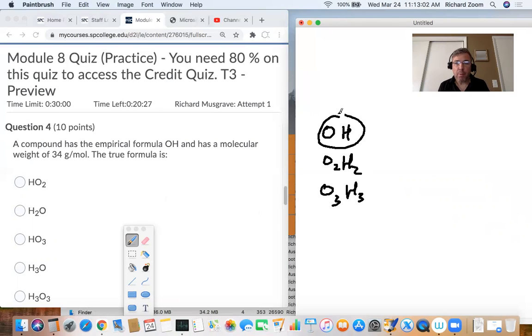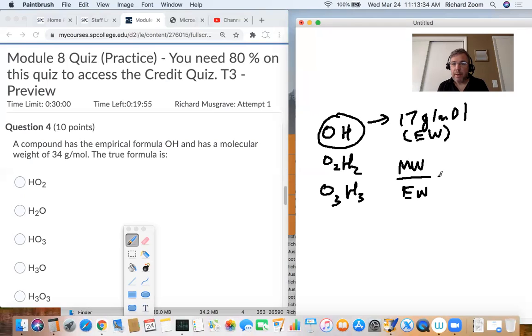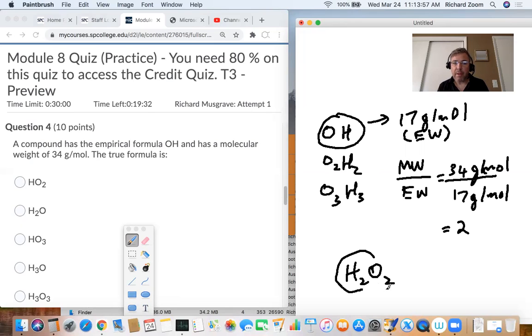But we are given here the actual molecular weight. So what we can do is figure out the weight of the empirical formula, which is going to be 17 grams per mole. How do I get that? Well, oxygen is 16, hydrogen is about 1, so it's about 17 grams per mole. So what I do is I take the molecular weight, which we're given in the problem, and divide by what I'm calling the empirical weight, EW, to see how many empirical units I can fit into the molecular weight. So that would be 34 grams per mole divided by 17 grams per mole, which is 2. So I can fit 2 of these OH units into the molecular formula, which makes it H2O2. So that would be my final answer there.